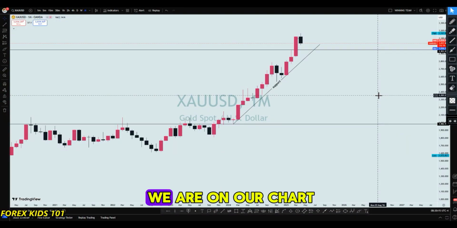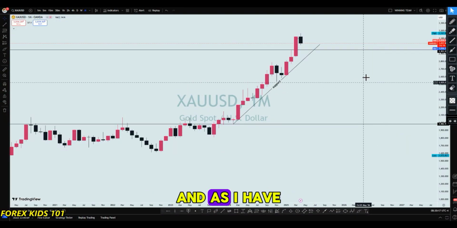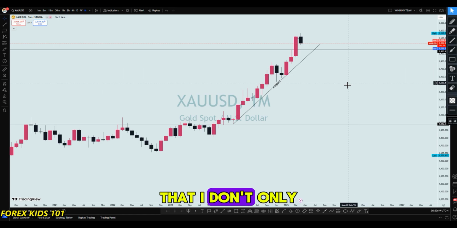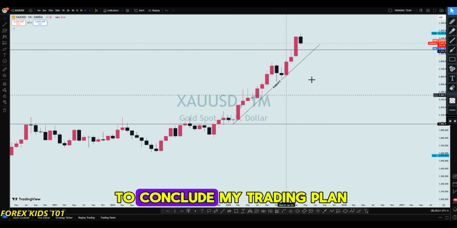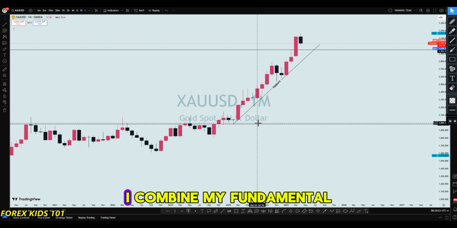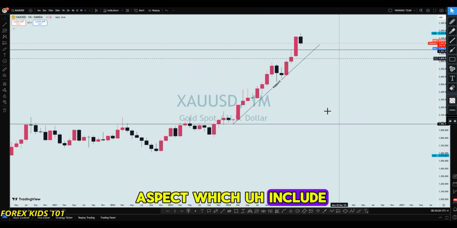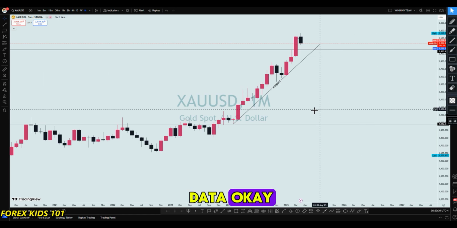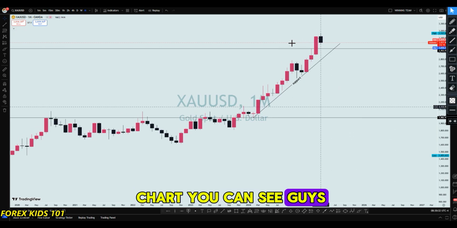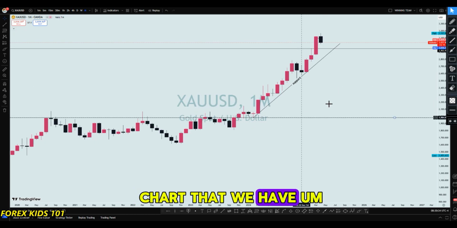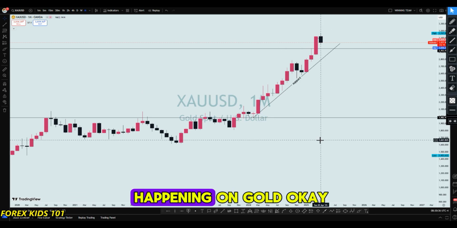So, okay guys, here we are on our chart, and as I have explained already, I don't only look at my chart to conclude my trading plan. I combine my fundamental aspect, which include the COT data. Okay, so here on my chart you can see, guys, this is the gold chart that we have and what has been happening on gold.